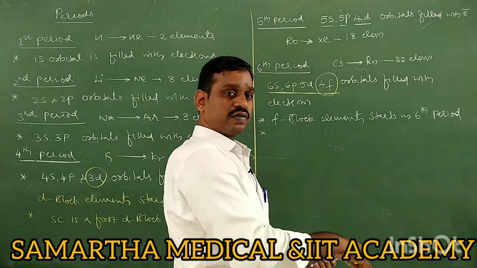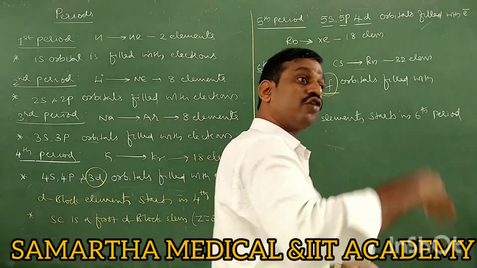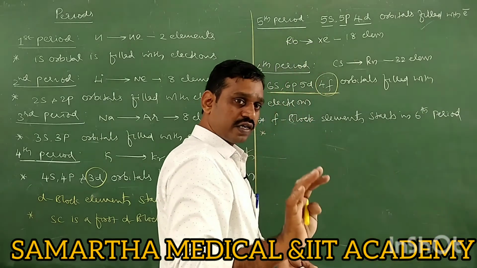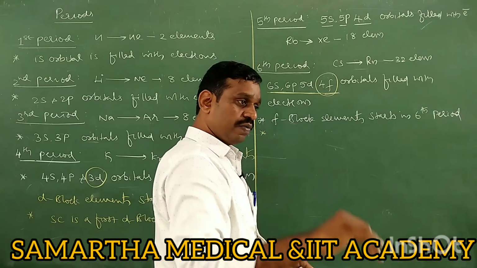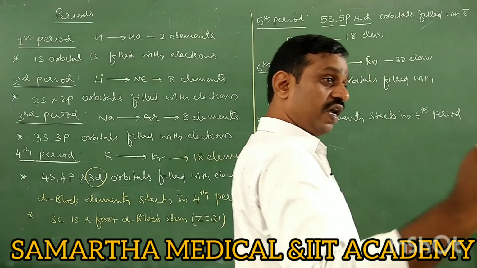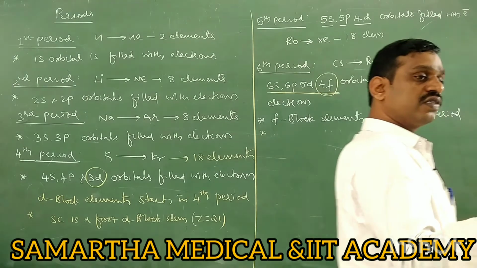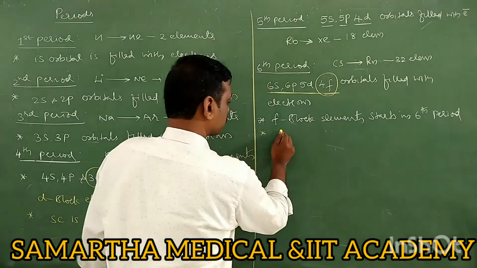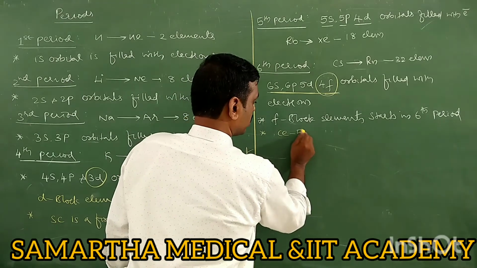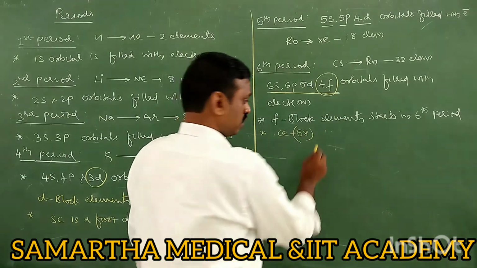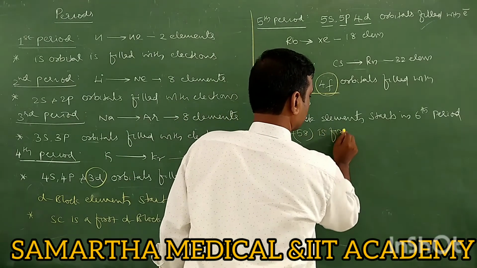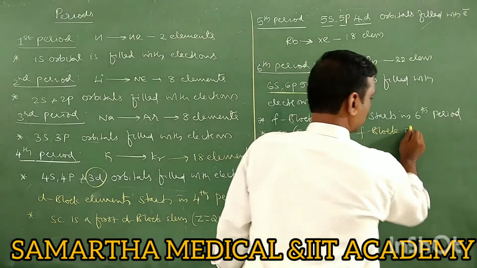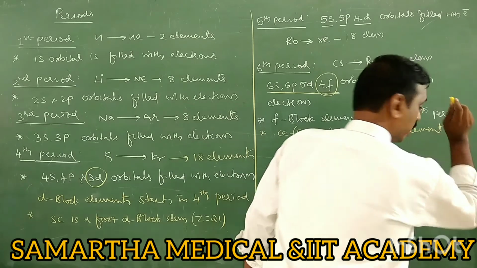Lanthanum is a d block element, but lanthanides are f block. Understand? In the lanthanides, which is the first element? Cerium. Therefore, cerium is the first f block element. Important: cerium's atomic number is 58, and it is the first f block element.